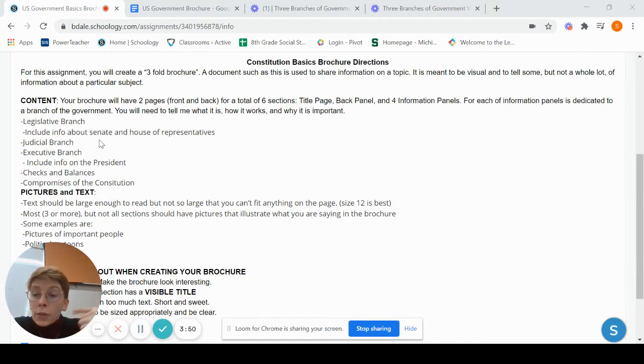The judicial branch, talk about what makes up the judicial branch, who's the most important court in the federal office. Executive branch, including information on the president, checks and balances, and then the general compromises from previous weeks. So tell me about the Electoral College, 3/5 compromise, and the Great Compromise.